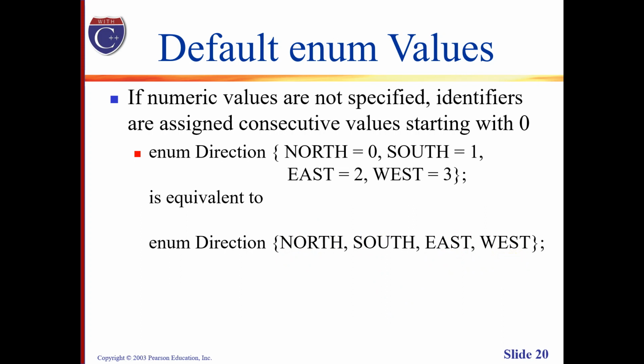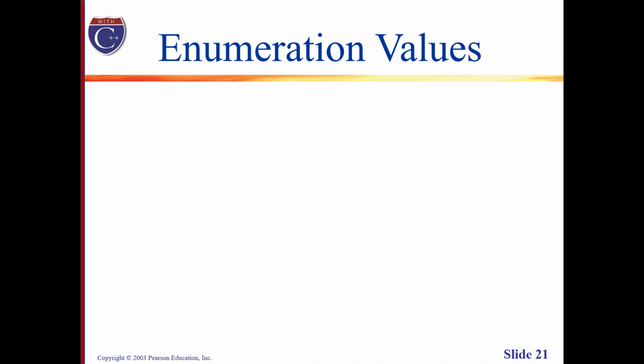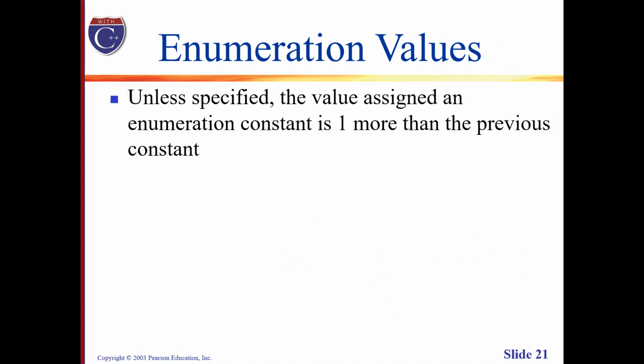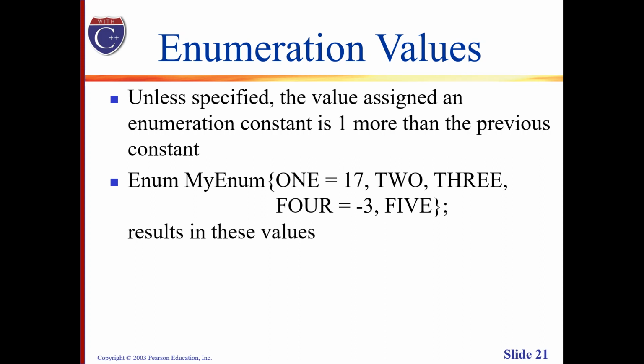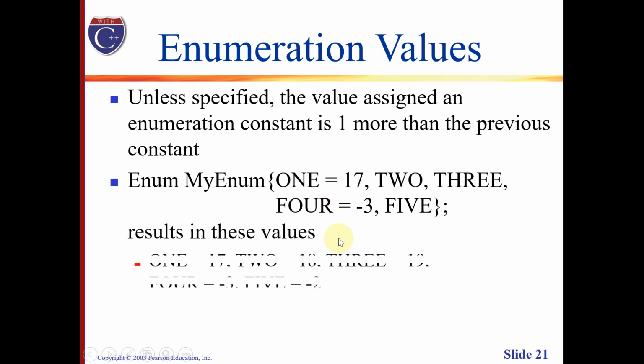Then, we also have another approach for enumeration values. If not specified, the value assigned an enumeration constant is one more than the previous constant. So therefore, whatever comes next to a given value would always be one more than that previous value. For instance, we have the following. As we can see here, we only assigned the first constant with a value, in this case 17. So therefore, this would result in the following.